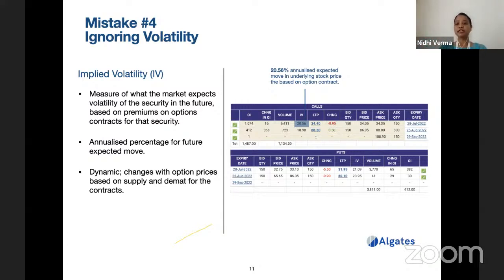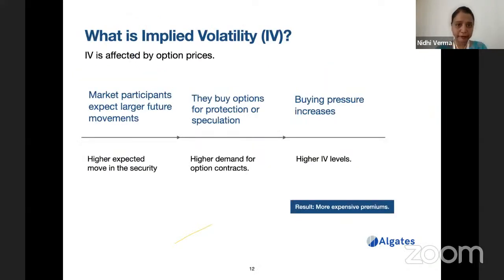So here it is 20.56. What does it mean? It means that the market is expecting a 20.56% annualized move in the underlying stock price based on the option contract. This is something which affects the option price, as we will see in this slide.